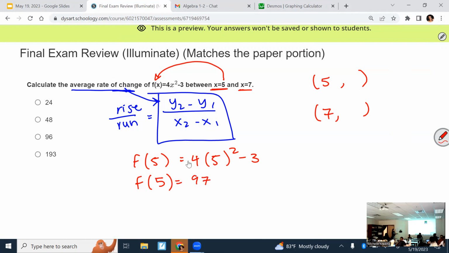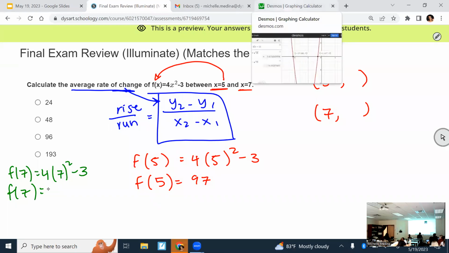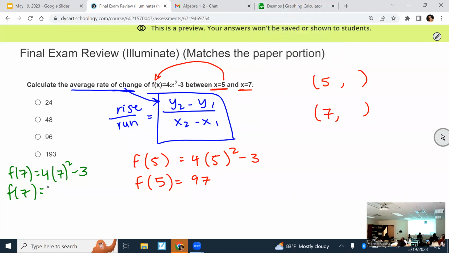I would put this whole right side in the calculator. The left side's just notation, so don't do anything with the left side. Then you do the same thing with the 7. So now do f of 7 equals 4 times 7 squared minus 3. Throw that in your calculator. And I want to say it's 193, but I'm not really sure. So what's f of 7? 193.